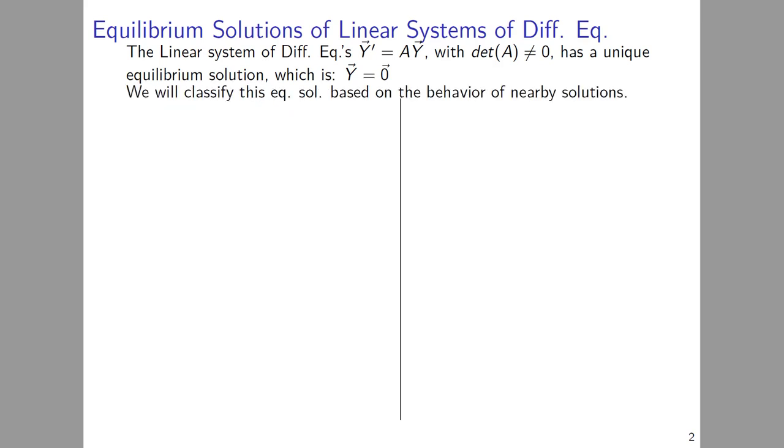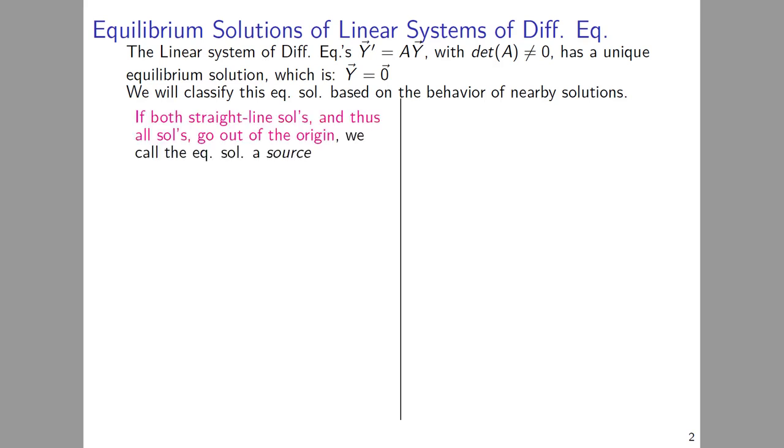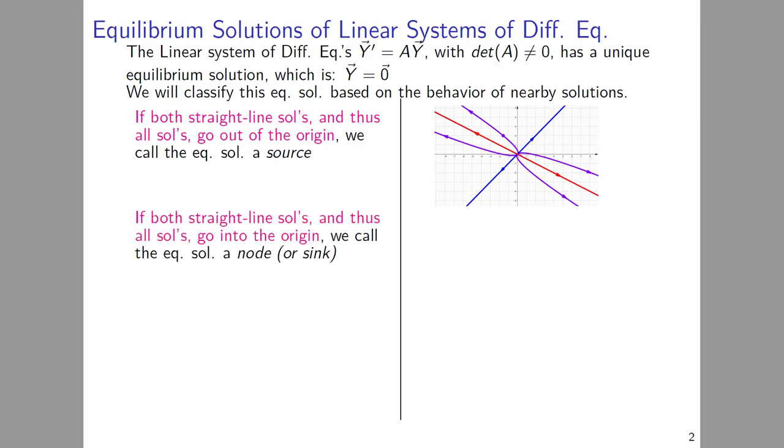We will classify the equilibrium solutions based on the behavior of nearby solutions. Now, if both straight line solutions, and thus all of our solutions, go out of the origin, we call the equilibrium solution a source. We saw an example of this in our very first phase portrait that we got from the direction field. And if both straight line solutions, and thus all solutions, go into the origin, we call the equilibrium solution a sink, which we saw an example of in our last example.